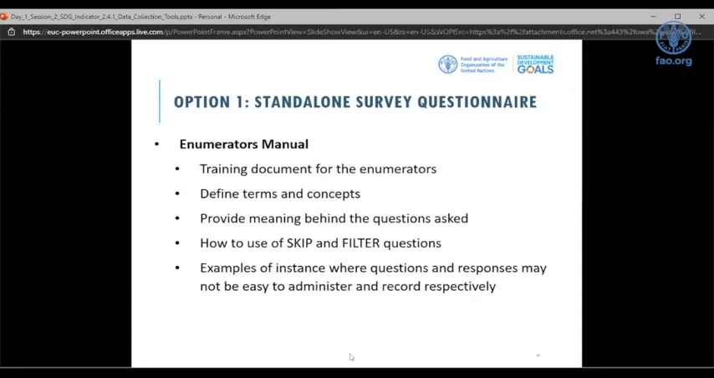So the enumerator manual has been developed to train enumerators, surveyors, and supervisors before their deployment to administer the questionnaire. This document contains definitions of the key terms, concepts, and the meaning behind the questions asked. It also provides guidance on the use of skip and filter questions, and gives examples of commonly encountered instances where questions and responses may not be easy to administer and record respectively.